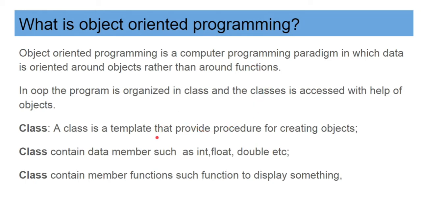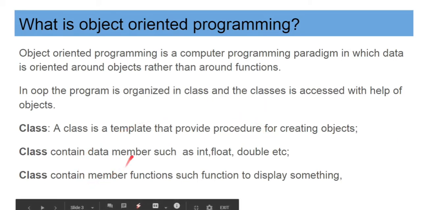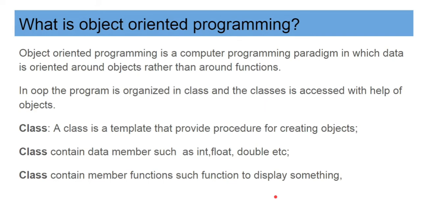A class is a template that provides the procedure of creating objects. A class contains data members, for example int, float, double. A class contains member functions such as a function for displaying something or a function to calculate something, user-defined functions we can say. We can also define built-in functions in classes.